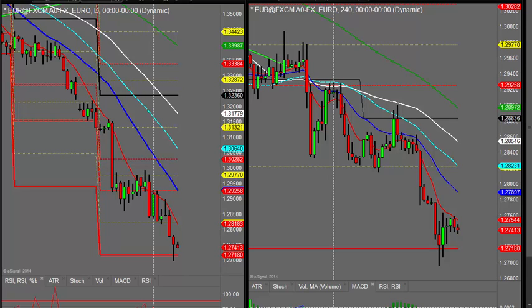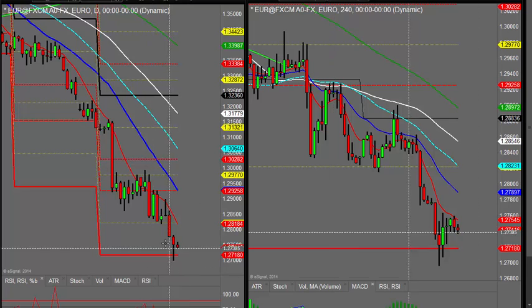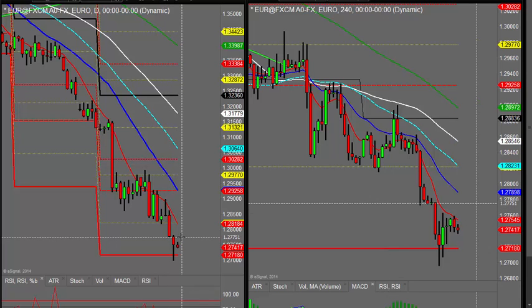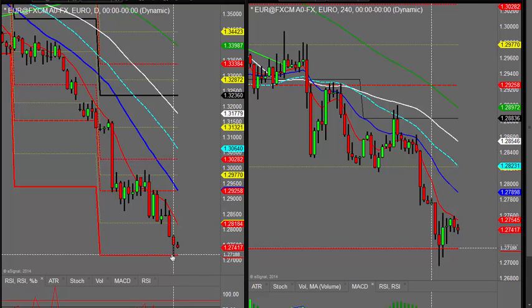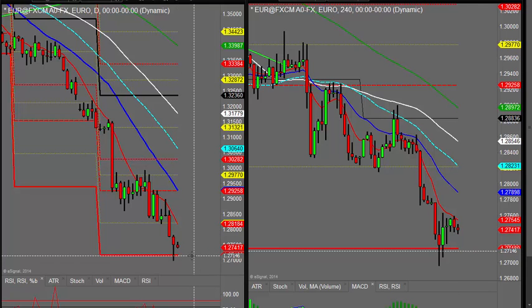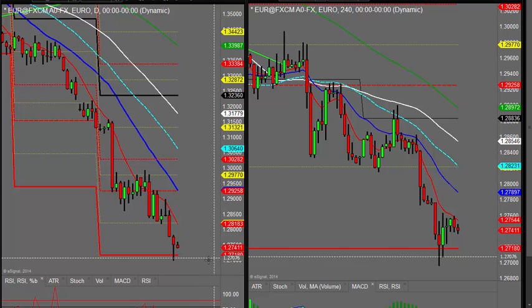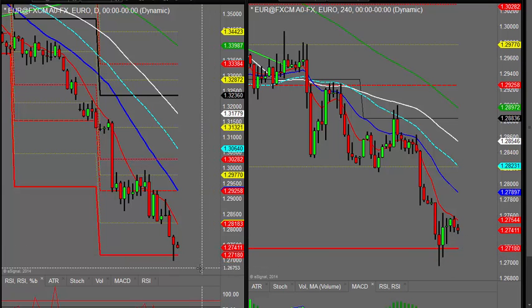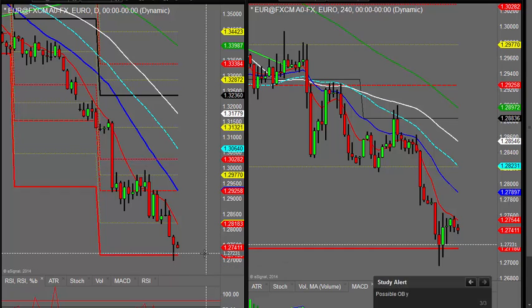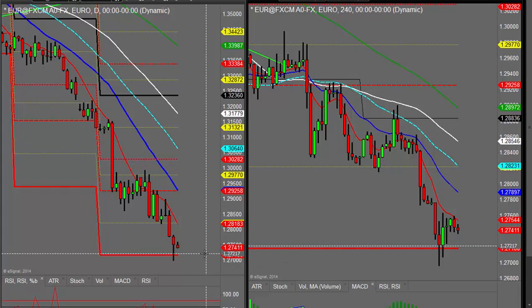Okay, looking at the euro dollar, and as you can see, yesterday we managed to actually continue its route downwards. As it sold off, we ran into the monthly S3, which generally contains price. We don't often see price running too far. If it does break out, it often pulls back within that region. But there's always a possibility it could continue.